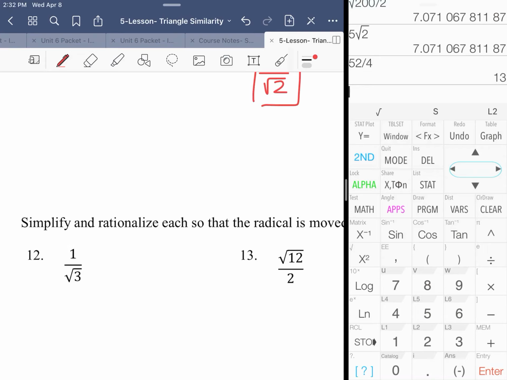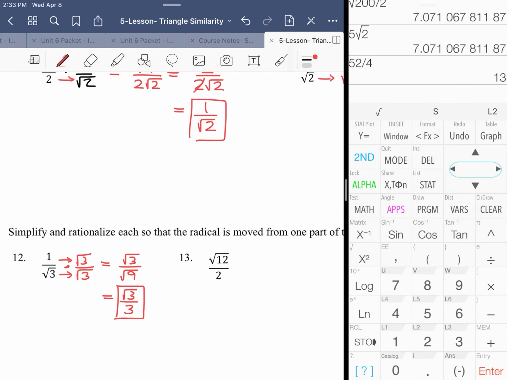So number 12, very much along the same lines. Multiply top and bottom by radical 3. Top by top. So 1 times radical 3 is 1 radical 3 or just radical 3. Radical 3 times radical 3 is radical 9. But the square root of 9 is 3. Number 13 is the first instance where we're kind of mixing concepts together.